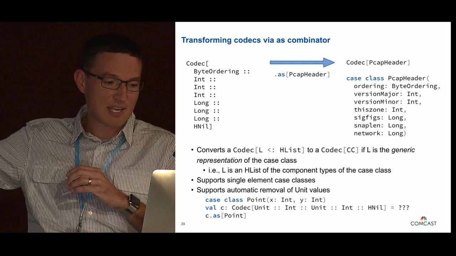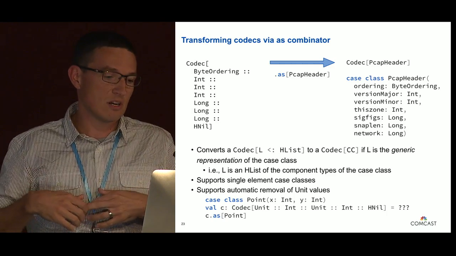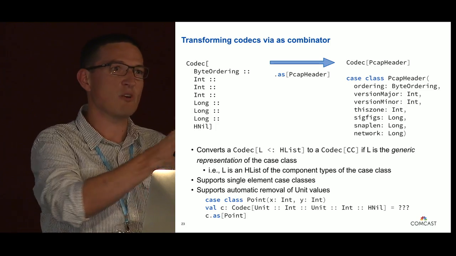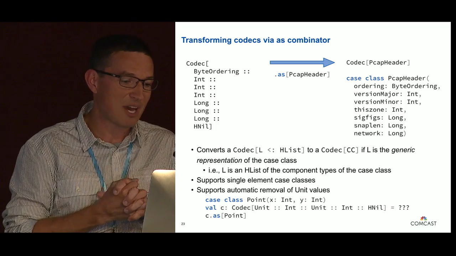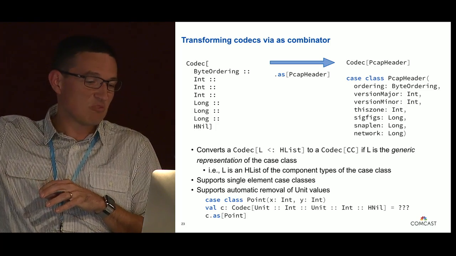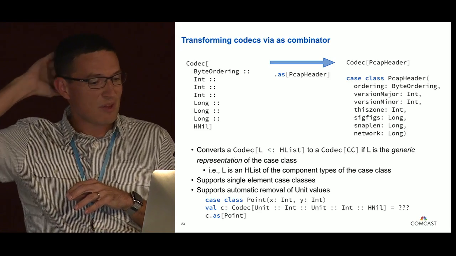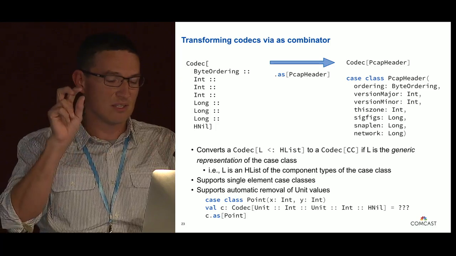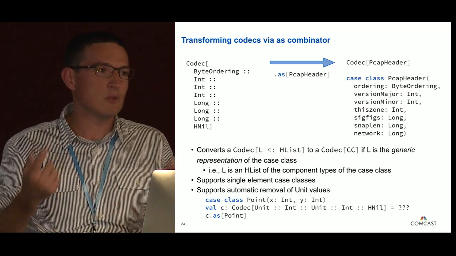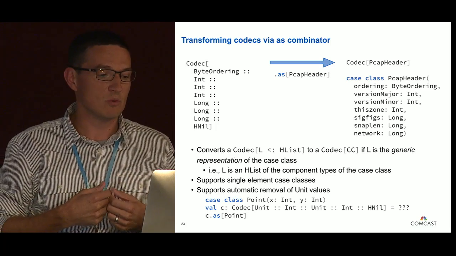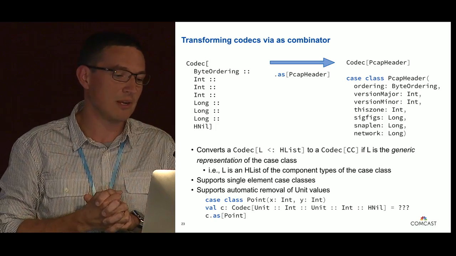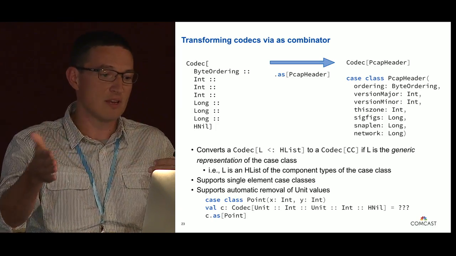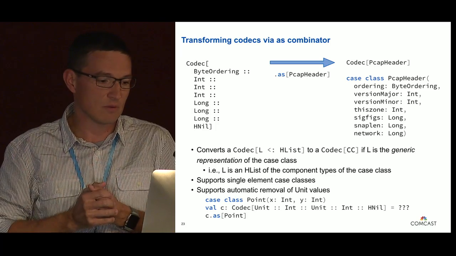Another is that it handles automatic unit removal. Remember, we use units in codecs to represent effects in the binary, like skipping over certain bit patterns. So if we had this case class of point with 2 integers, and then we have some kind of strange codec that's got these 2 effectful actions in the binary representation, we can still use the as operator to do that binding. It will work absolutely fine. And really all it's going to do is remove all those units and then use the shapeless bindings to do the conversion.